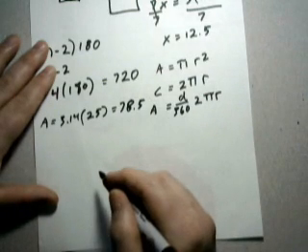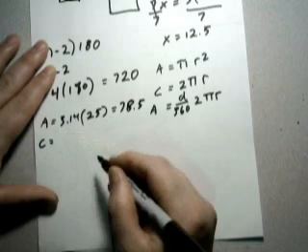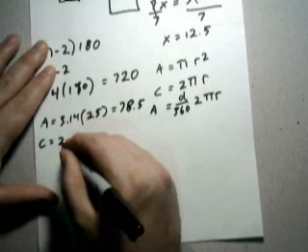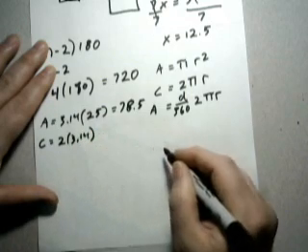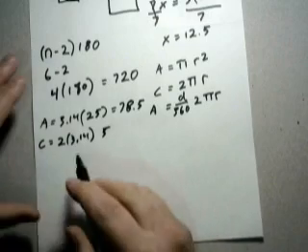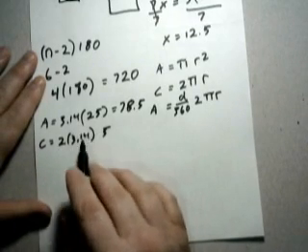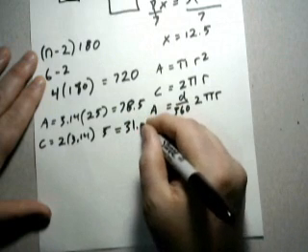Then to find the circumference, we're looking for 2 times 3.14 times 5. So 2 times 5 is 10. 10 times 3.14 is 31.4.